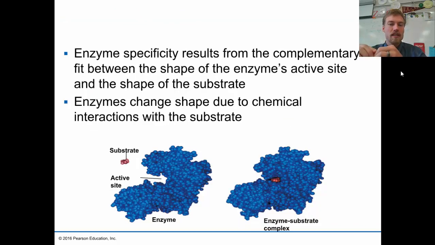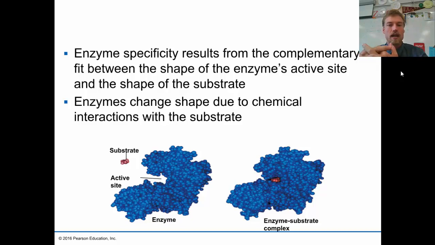Enzyme specificity results because shape determines function, right? Or form determines function. That's one of the themes that we've talked about for this course. And the shape of an enzyme's active site is going to fit the substrate, and it's not going to be able to fit other things unless they're very, very similar. And that can lead to some issues. Certain drugs take advantage of this, things like that. Toxins also take advantage of this.